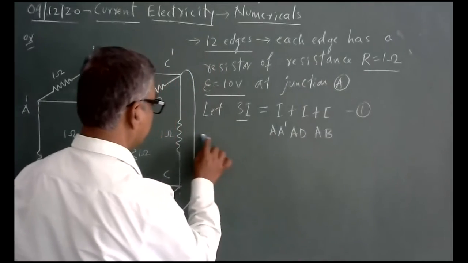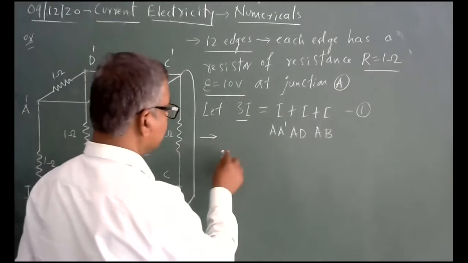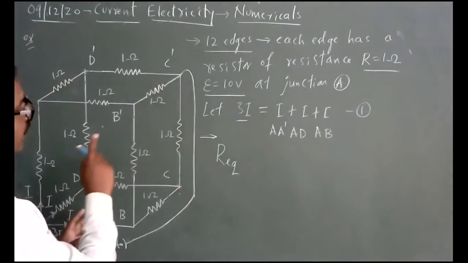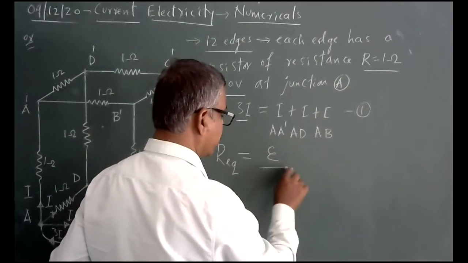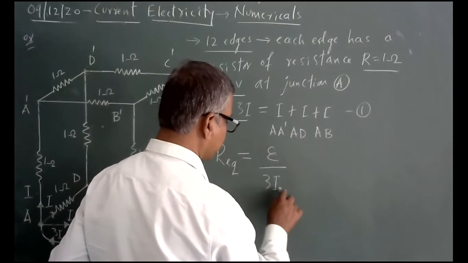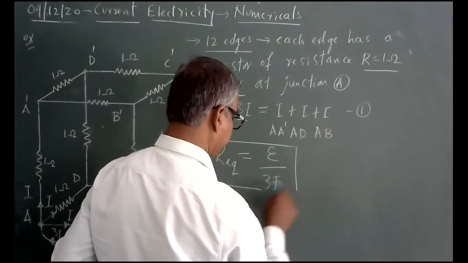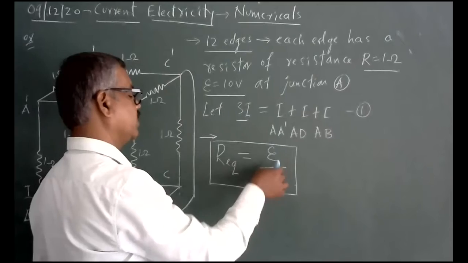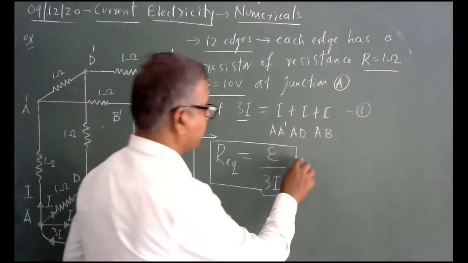The second part: to find the current and equivalent resistance, instead of all these resistors, you have one resistor. Equivalent resistance is equal to total EMF divided by total current. This is the first formula, so remember it. Ohm's law: resistance equals voltage upon current. The voltage means EMF, equal to 10. Call it equation 1.